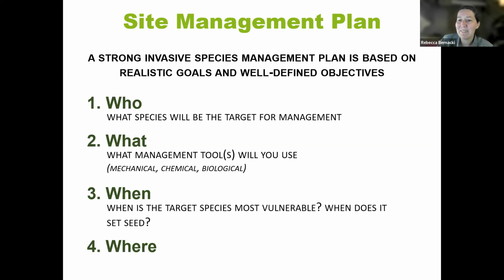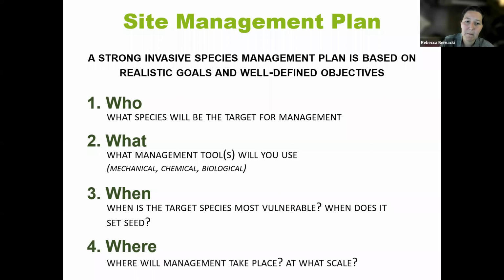A lot of people find an invasive species on their property and they want to control it as soon as possible. And that's not always the best idea. We want to find out when that target species is the most vulnerable so our management has the biggest impact. And a lot of times that means figuring out when it sets seed so that we can manage it before it sets seed. And finally, where? Where will the management take place and at what scale?